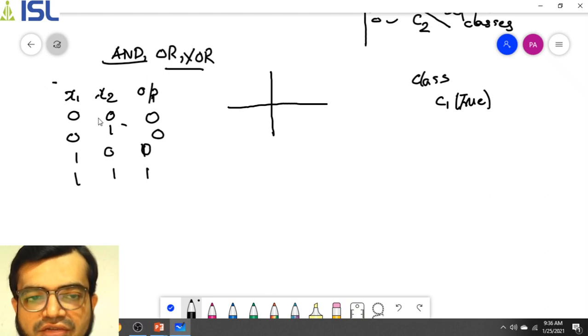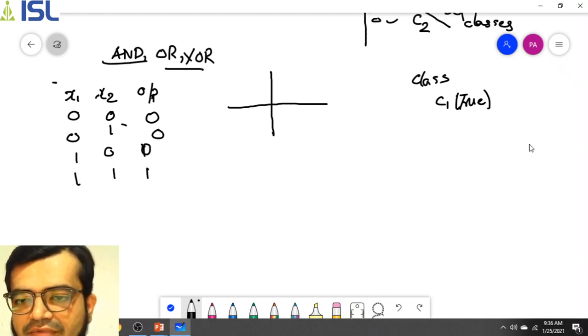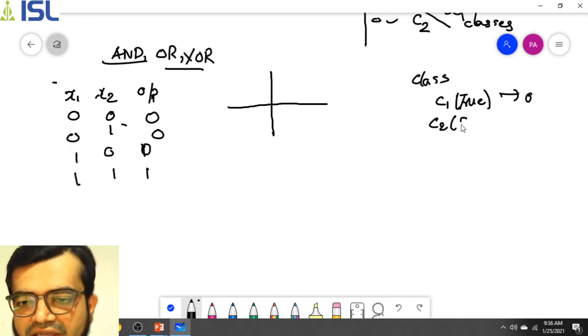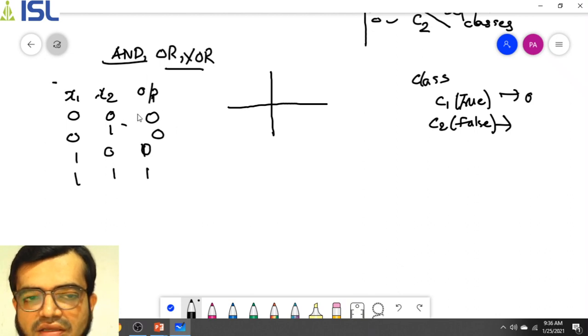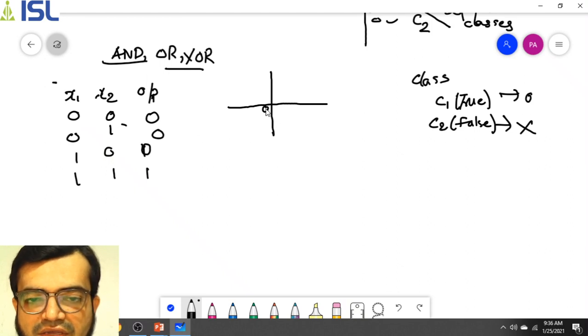Whenever the output is 1, I'll take it as class C1, which I'm representing with a circle. And for class C2, if it is false, that is, it will give you 0, because 0 indicates false and 1 indicates true, I can denote them with a cross mark. So now I'll take x1 and x2. Here this is my origin, and this is 1, and here also it is 1.